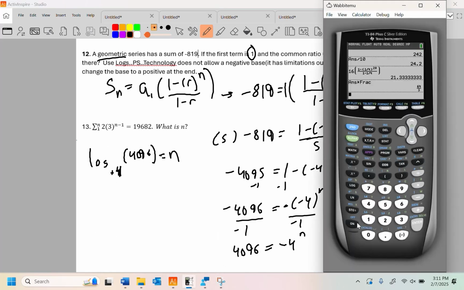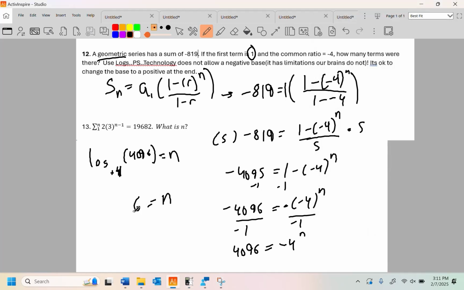Now, the vast majority of you understand change of base. ln 4096 divided by ln 4 is my answer. N equals 6. Now, this does work. You know, go back to this idea. This guy you had right here, that guy right there. You take a negative 4 and you raise it to the 6th power, and you do it properly with parentheses.